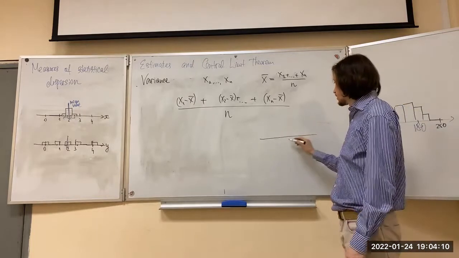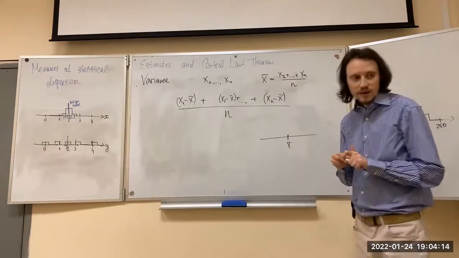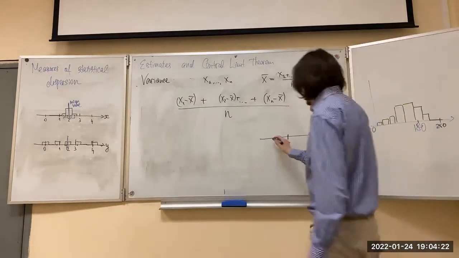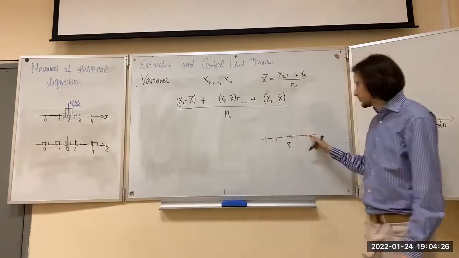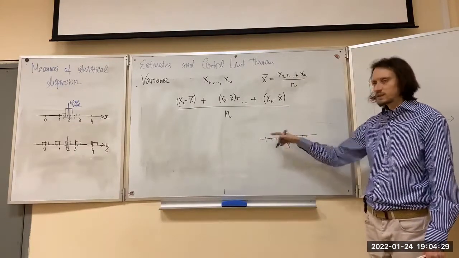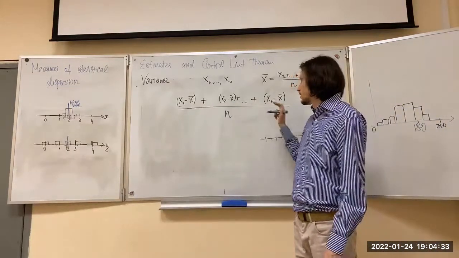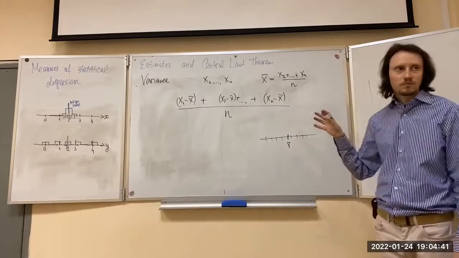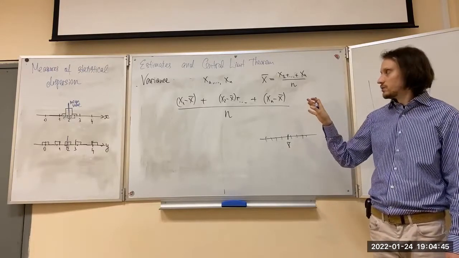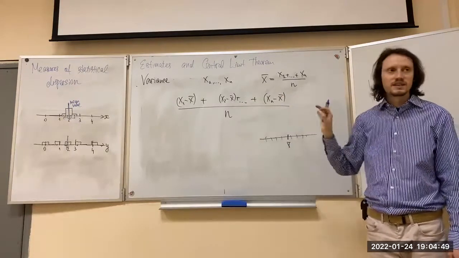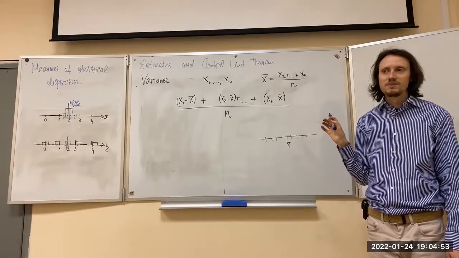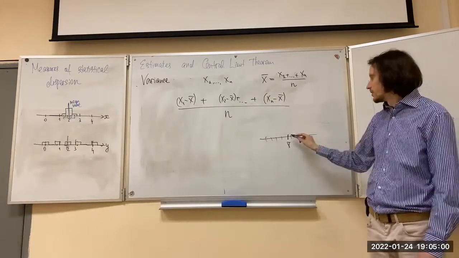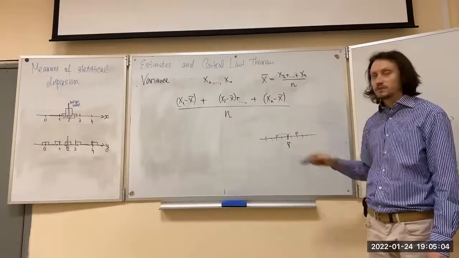Exactly. If you have some mean value x bar, then it is in the middle of the picture in a sense. Some values are to the right of this mean value and some to the left. Some of these differences will be positive and some will be negative. In fact, if you do some high school algebra, you will see that this thing is exactly zero. In fact, you can define mean as a value that makes this sum zero. So your positive deviations are exactly compensated by negative deviations.